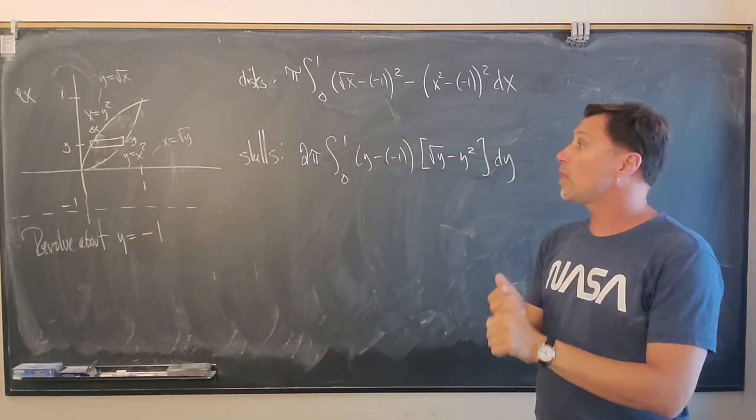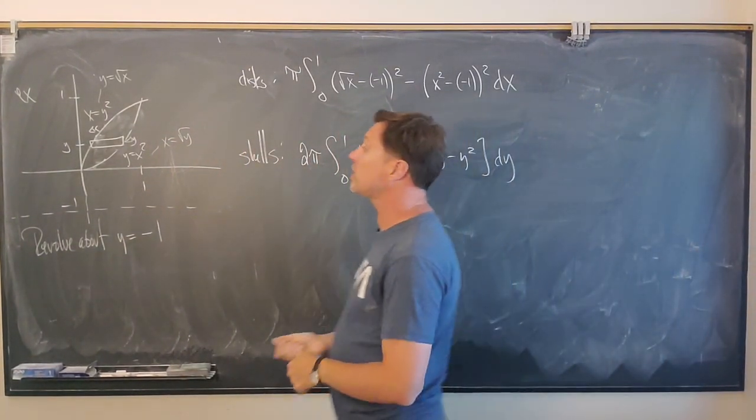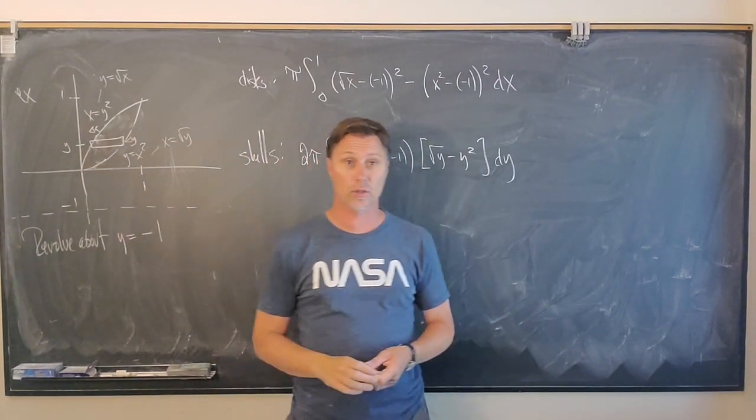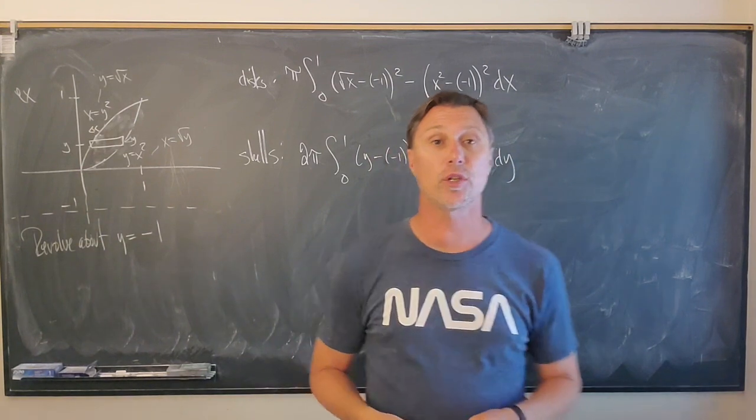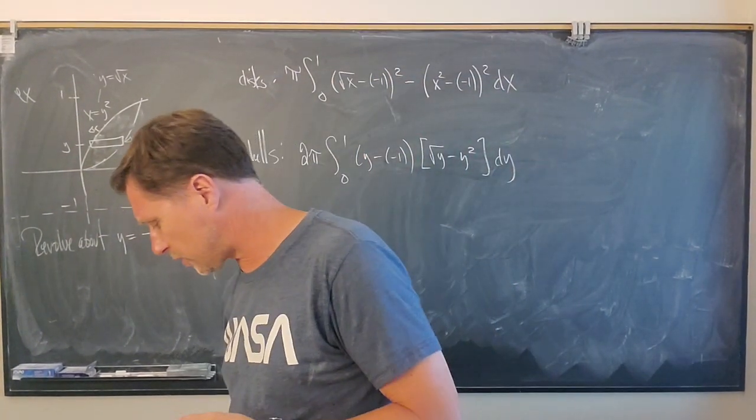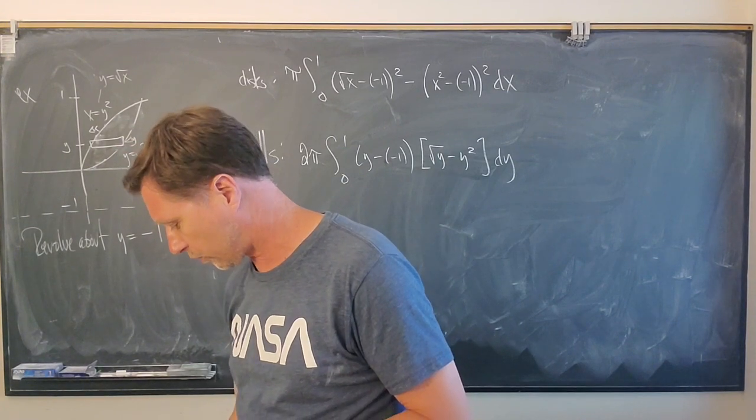All right, so the point here, there are going to be regions for which both horizontal and vertical rectangles are legal. In that situation, you can use either the shell method or the disk method. Sometimes it really then just becomes a matter of taste, which one you prefer.